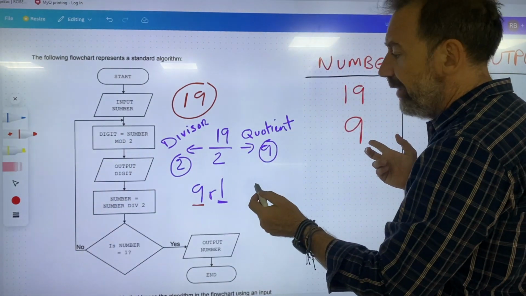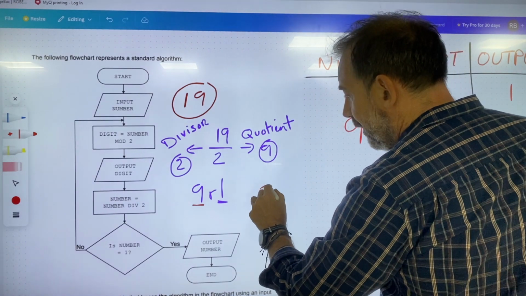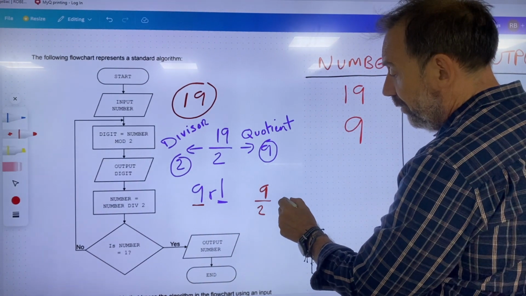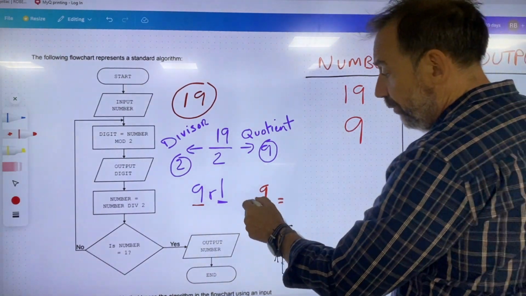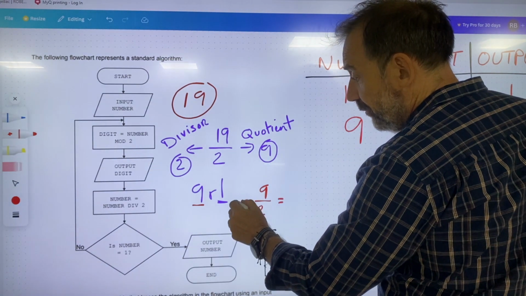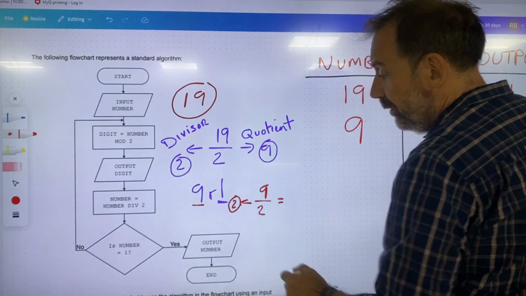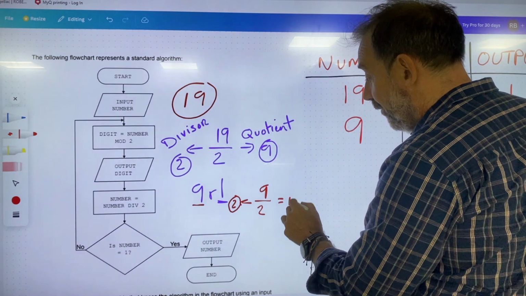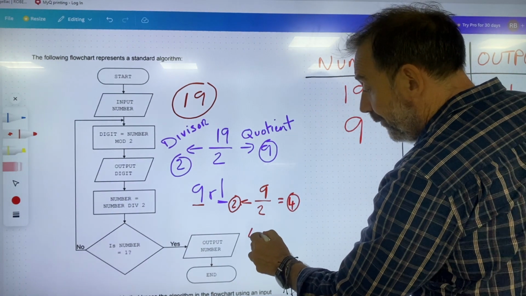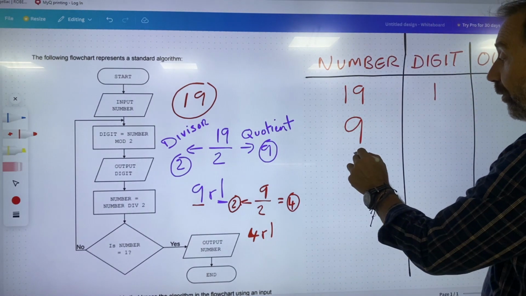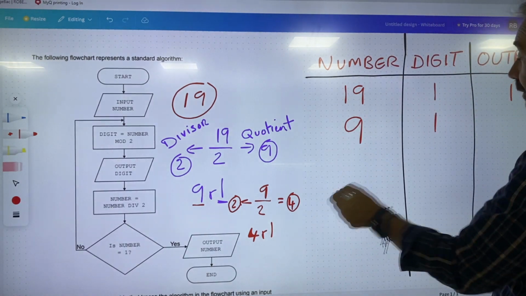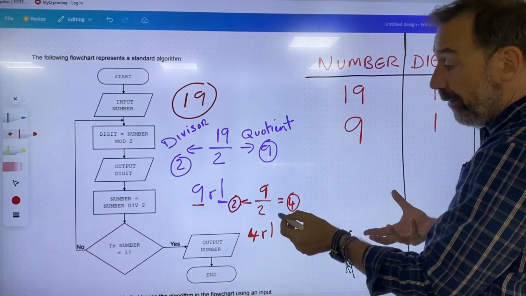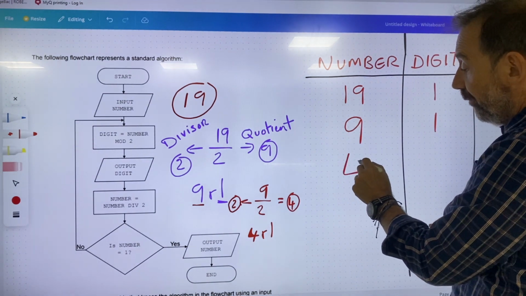So I've put 9 in there, and then I've got 9 divided by 2. Two 4s equal 8, with a remainder of 1. So I've got 4, remainder 1. This time the digit would be 1 again, and my output would be 1. Dividing 9 by 2, I would end up with the number 4.